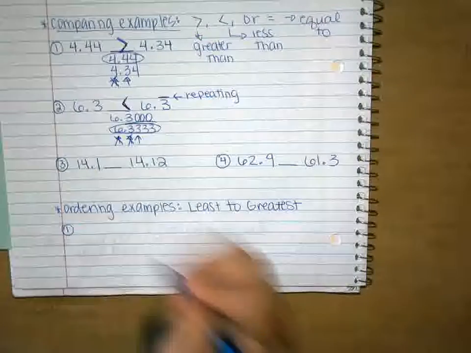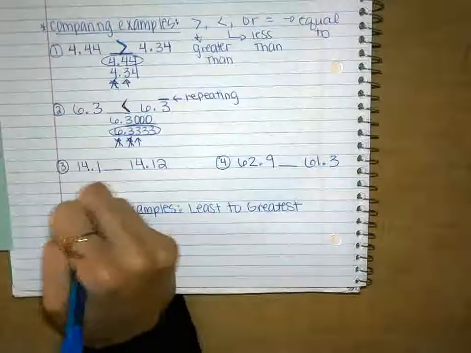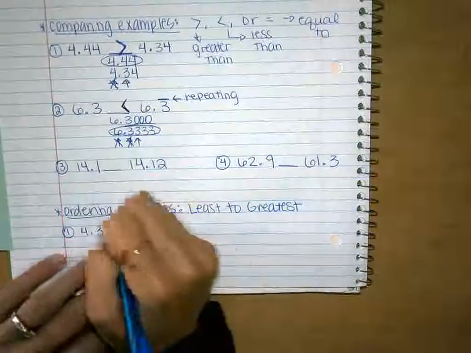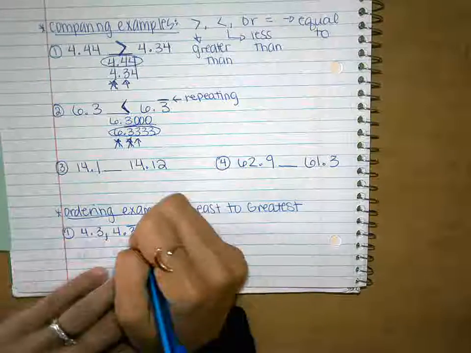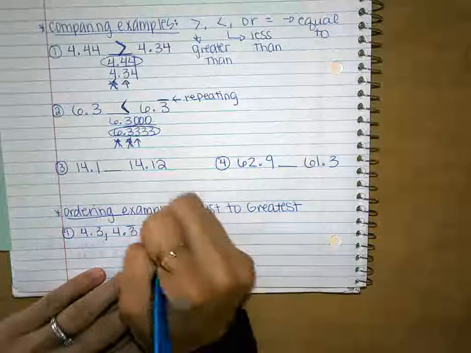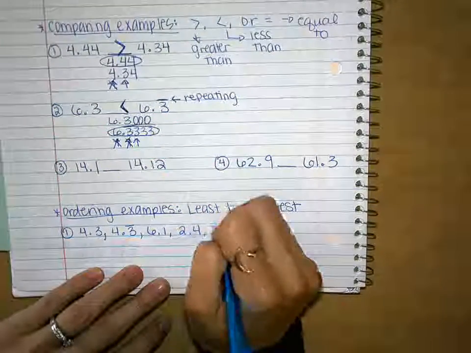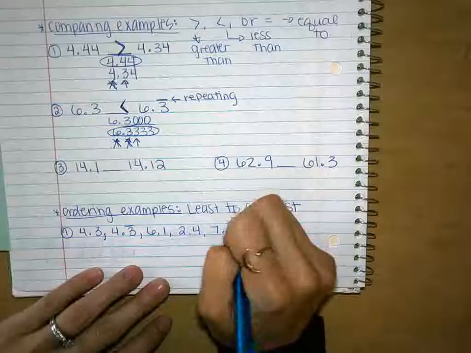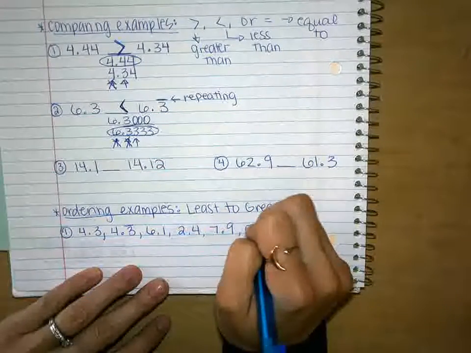So my first example that I'm going to give you is 4.3, 4.3 repeating, 6.1, 2.4, 7.9, 5.8.